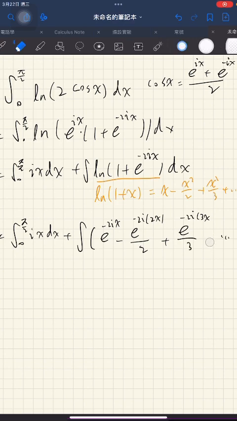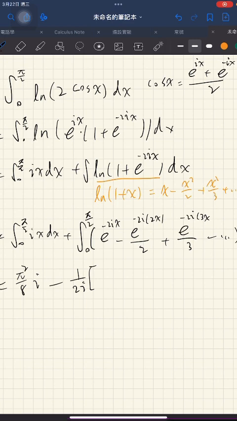The minus sign here. Sorry. And we do the integration here. So we will get pi squared over 8i minus 1 over 2i, and times, the boundary is 0 to pi over 2.